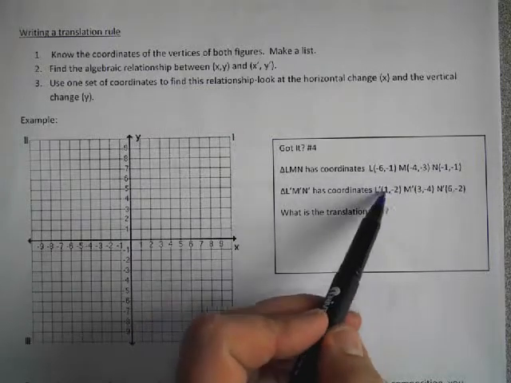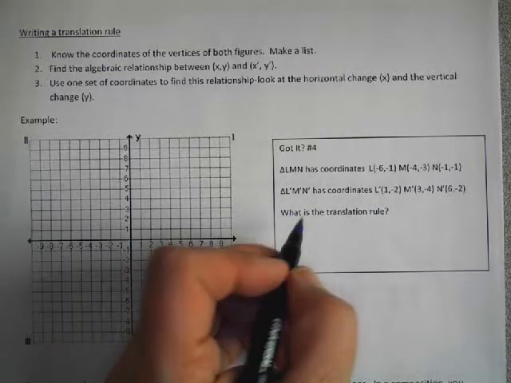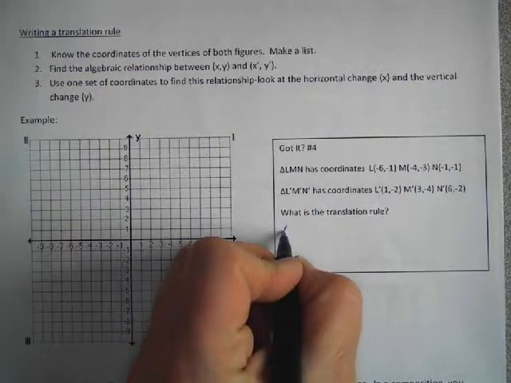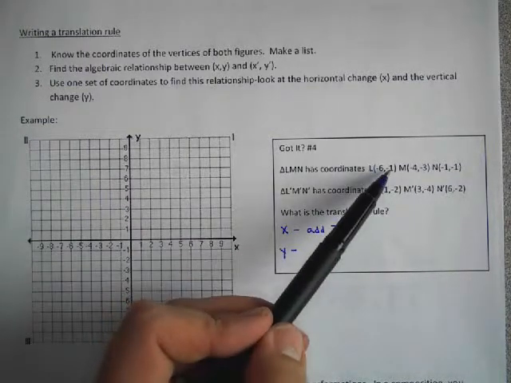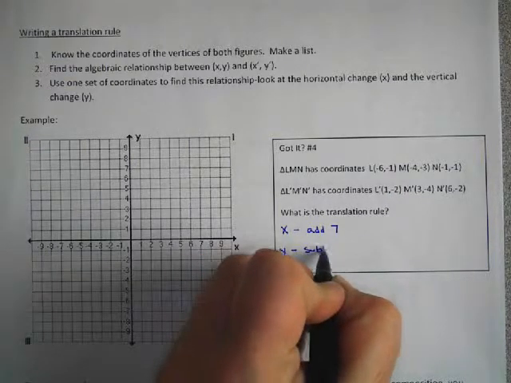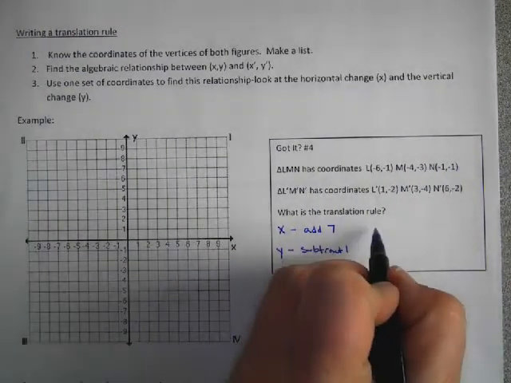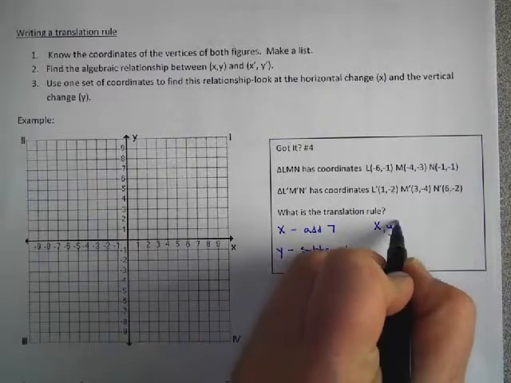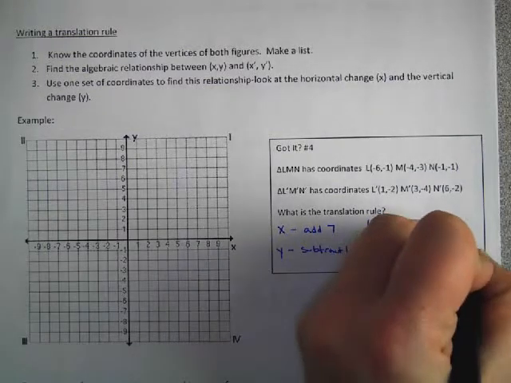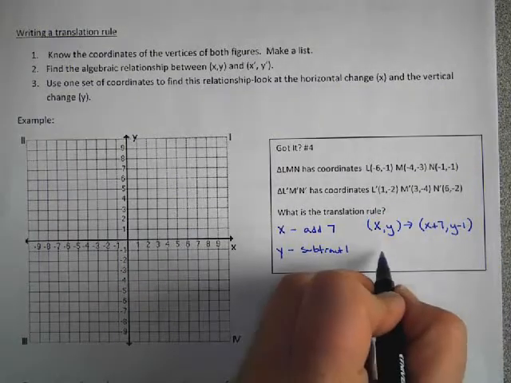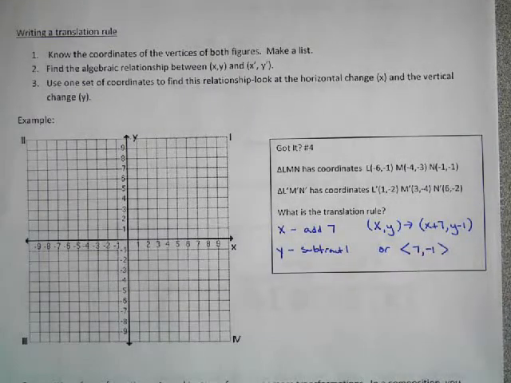So if we just pick our first pair, to go from -6 to +1, we had to add 7, and then to change the y coordinate we went from -1 to -2, so we subtract 1. So our translation rule would be x plus 7, y minus 1. You could also write it in what's called vector notation. We just do 7, -1, and that tells us what to do to the points.